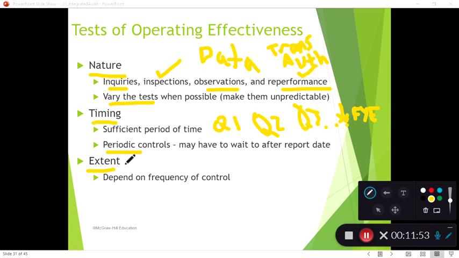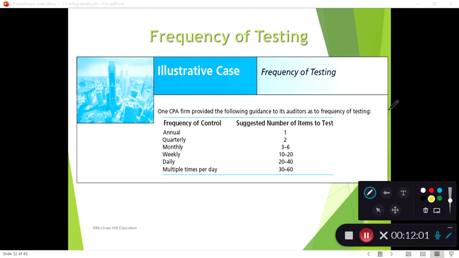So we got nature, we got timing, and then extent. Again, that depends on the frequency. And there's a nice little table here on the next slide I'll show you. Right, and this one just kind of gives, this is an example of the guidance they give. So as the frequency, they kind of have this reversed, but frequency here is increasing. As it increases, right, instead of once, this is once a year that it happens. This is 4 times, right? This is 12. So as the frequency goes up, then obviously the number of times to test it goes up, right?